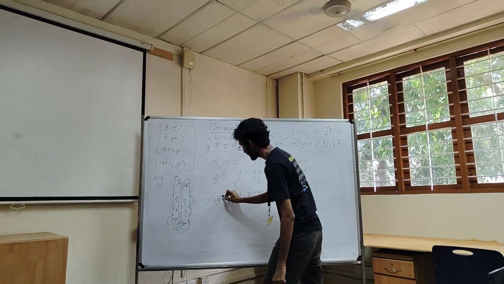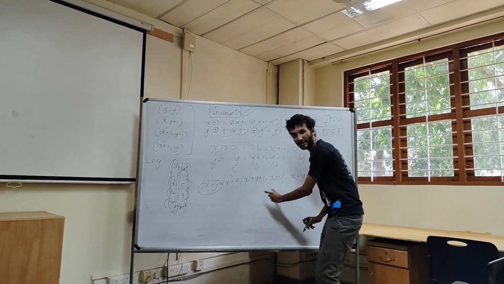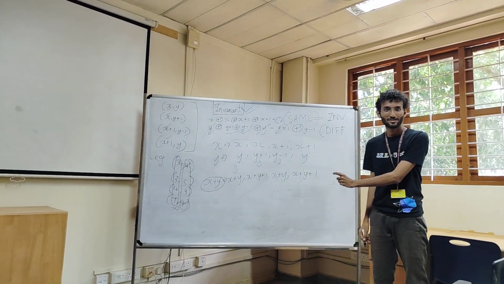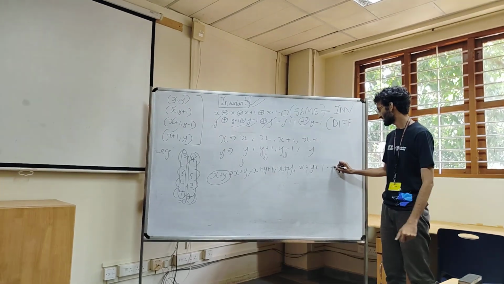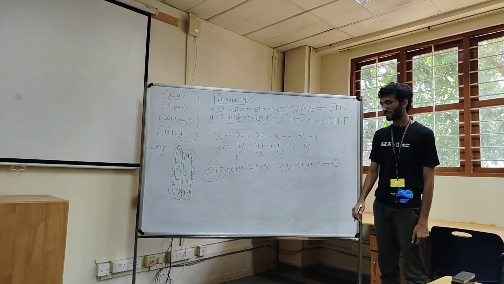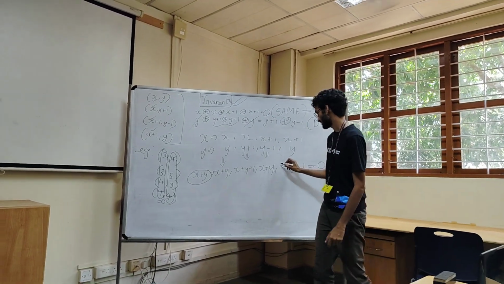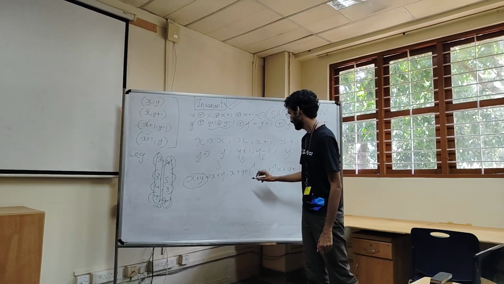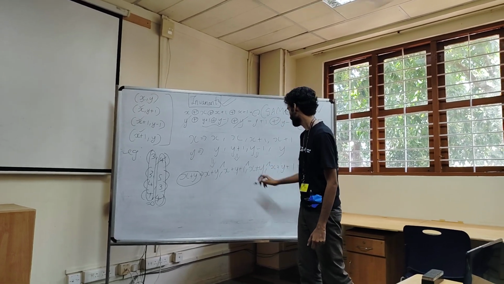If you take the XOR of all the x plus y terms, they cancel. 0. It will easily cancel. If you take the XOR of all these terms.